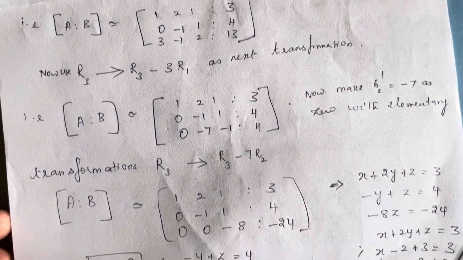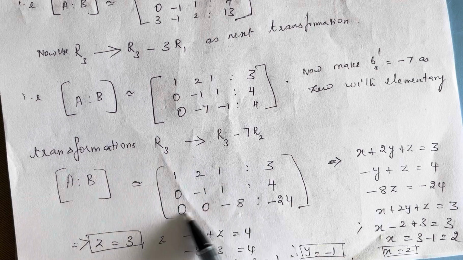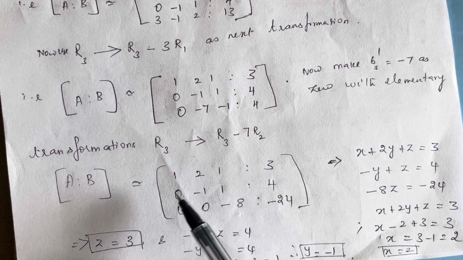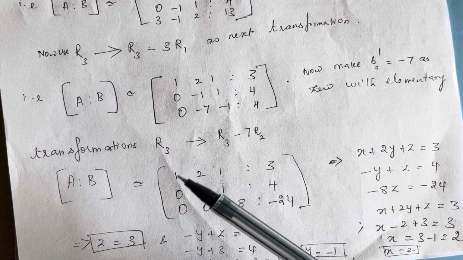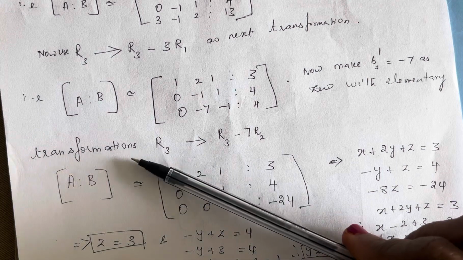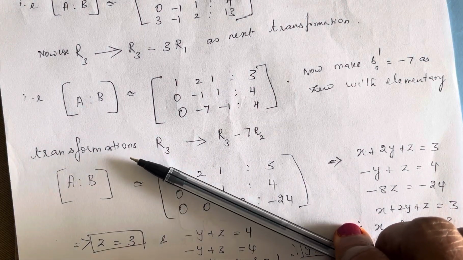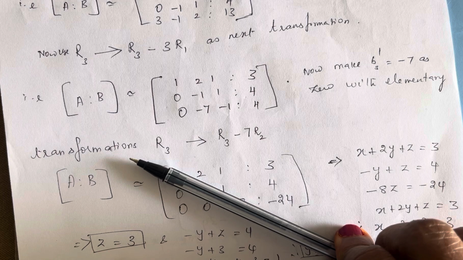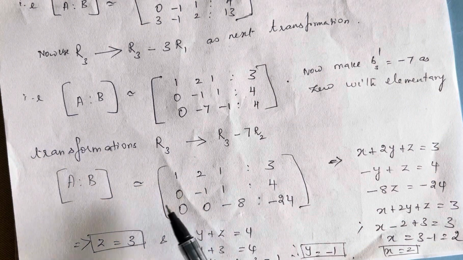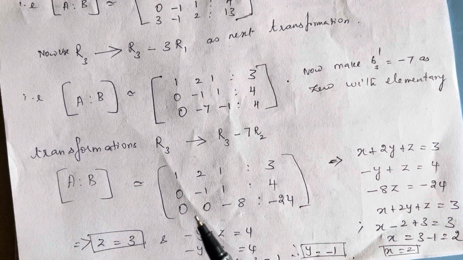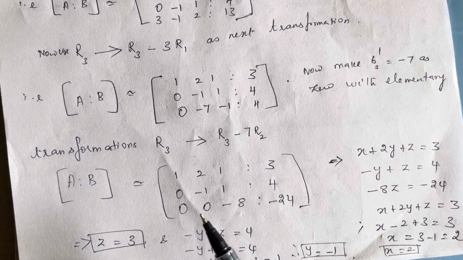So now if you see, it has come in the form of an upper triangular matrix. That is the matrix A. We have brought it into the form of an upper triangular matrix. This is the principal diagonal, and all the elements below the principal diagonal become 0. So it is called an upper triangular matrix. Once we arrive here, we are going to use the backward substitution method. We'll be able to get the value of z, then y, and then x.